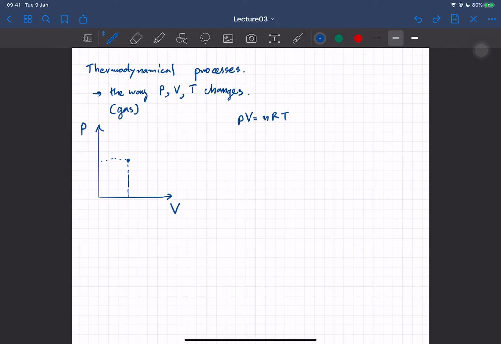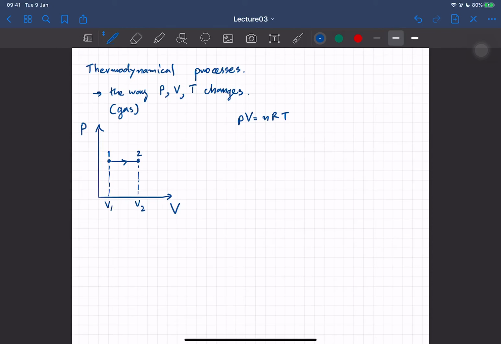All right, and when you change from one point to another point, a very simple one is to go from here to here. Let's say like this. Okay, so point 1 to point 2. So what's happening here? Well, to go from point 1 to point 2, the pressure stays the same, because it goes in the horizontal line. And the volume increases, right? So from V1 to V2.